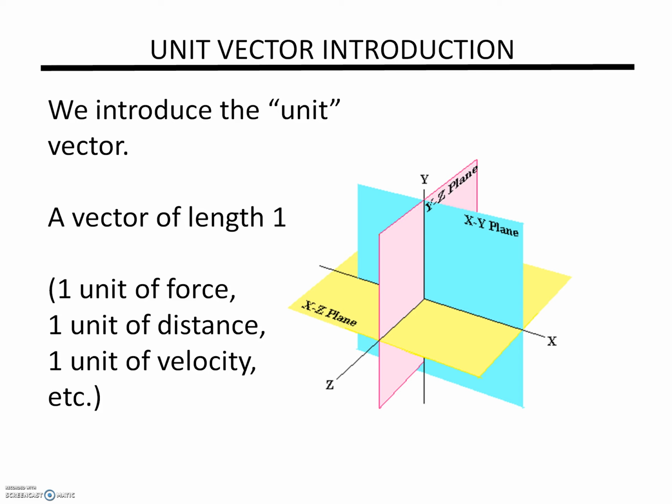A unit vector is a vector of length 1, kind of like a pound is a unit of force, a meter is a unit of distance, and so on. It's going to be universal, however, and represent any of those things. Notice I've drawn the three-dimensional space here, and we will be using three-dimensional space later on in the year. The XY plane is in blue, the YZ plane is in pink, and Z comes out of the page. Y goes up, Z comes out of the page and into the page, plus Z and minus Z.